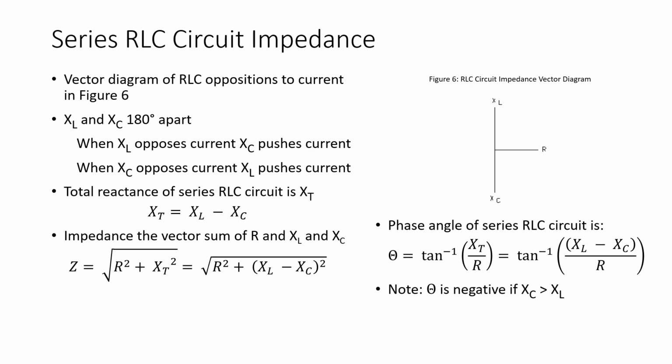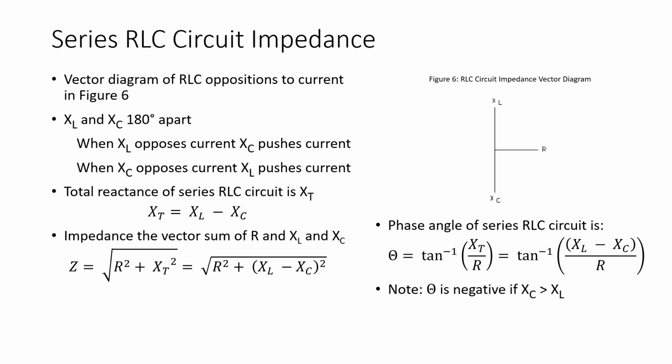Now, Figure 6 provides us with the vector diagram for impedance in this series RLC circuit. And again, resistance is the reference for this vector diagram, and is placed at 0 degrees. And XL is at positive 90 degrees, XC is at negative 90 degrees. So note in the vector diagram that XL and XC are 180 degrees apart.